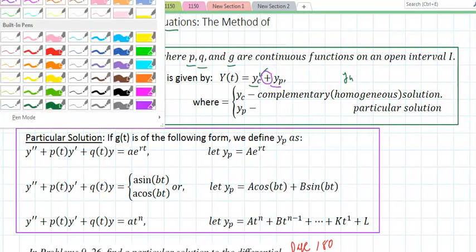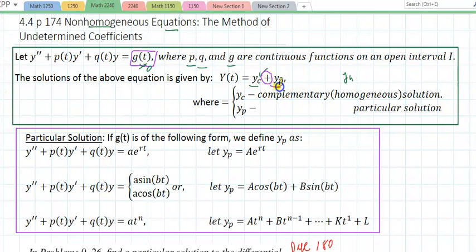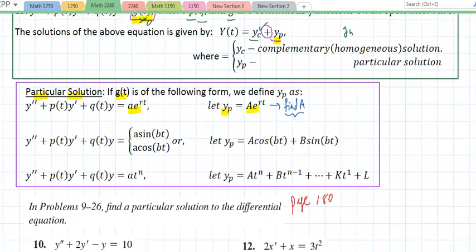Now, if you want to pick the particular solution, you're going to really look at the form of this function g of t. If I see that on the right hand side g of t happens to be an exponential, I let y sub p be the general exponential, and I would find a. If I want to find the complementary coefficients, I need the initial conditions. Particular solutions, you find the coefficients regardless, unless the problem says not to.